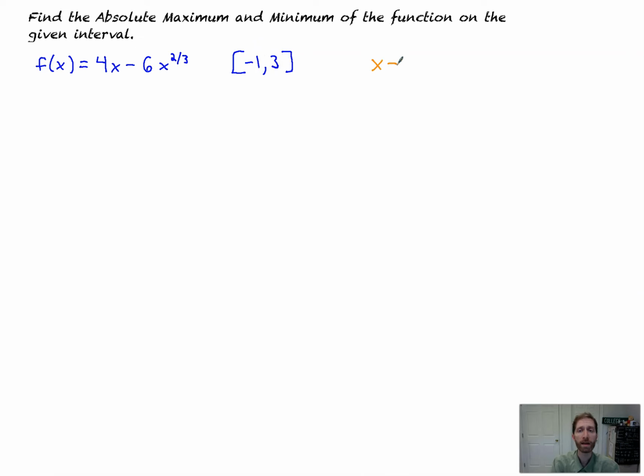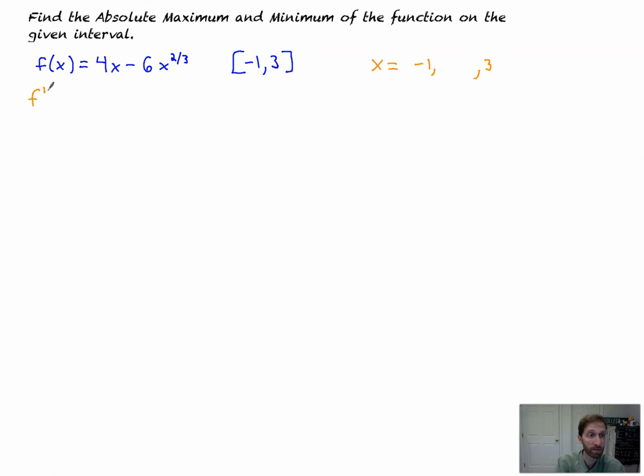So right away, in terms of my candidates, I know I have -1 and 3 and maybe some other numbers in between. That's what we're going to search for, those other candidates. So again, you make the statement the absolute maximum and minimum will occur either at the endpoints, x equals -1, x equals 3, or where the derivative equals 0 or is non-existent. Let's find out where that is.